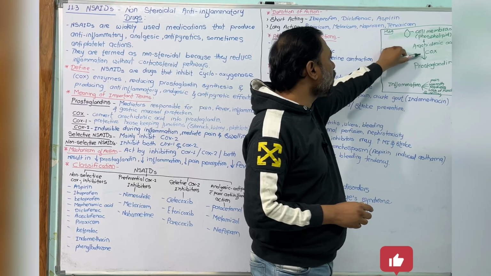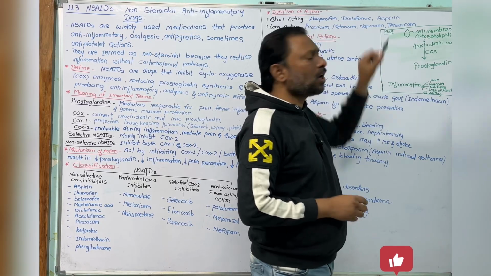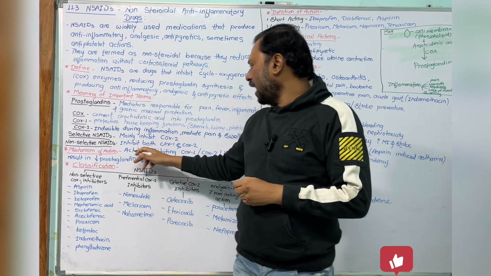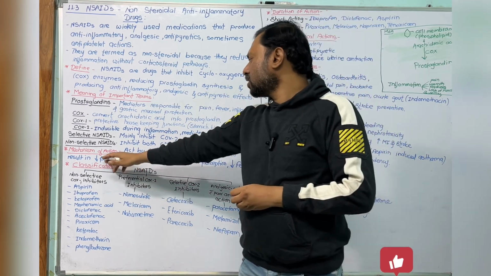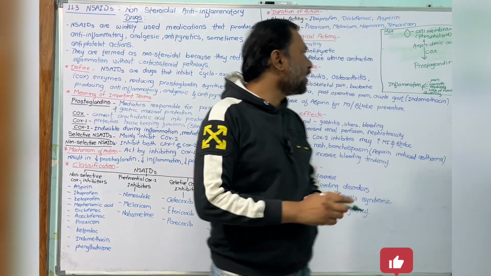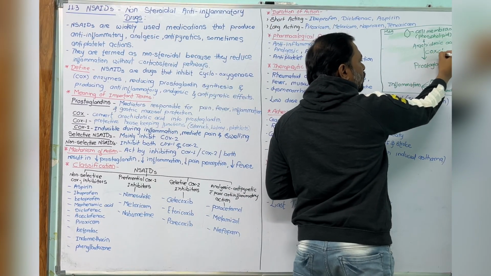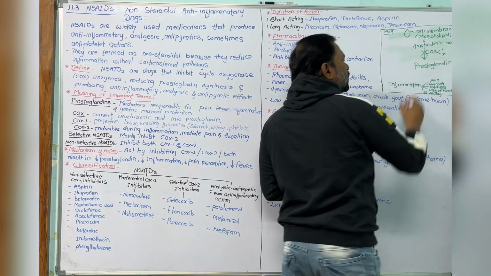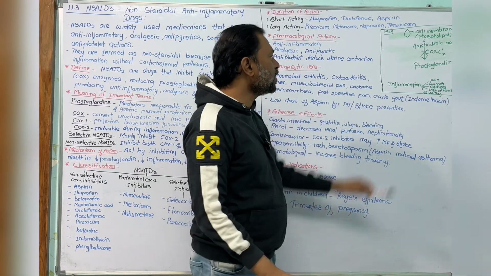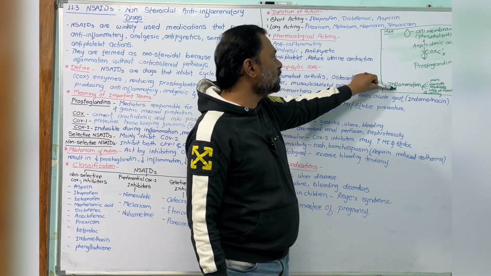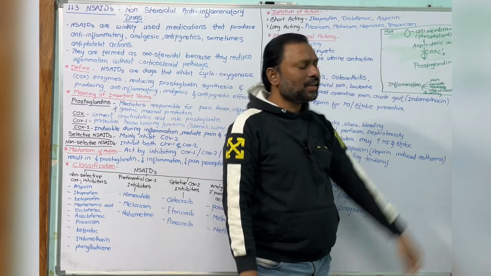It blocks the COX for the production of the prostaglandin. Okay, NSAIDs inhibit COX-1, COX-2 or both, resulting in reduced prostaglandin. If we block COX-1 as well as COX-2 here, then the prostaglandin is not produced. If prostaglandin is not produced, then there is no inflammation, pain, fever, redness, all that.